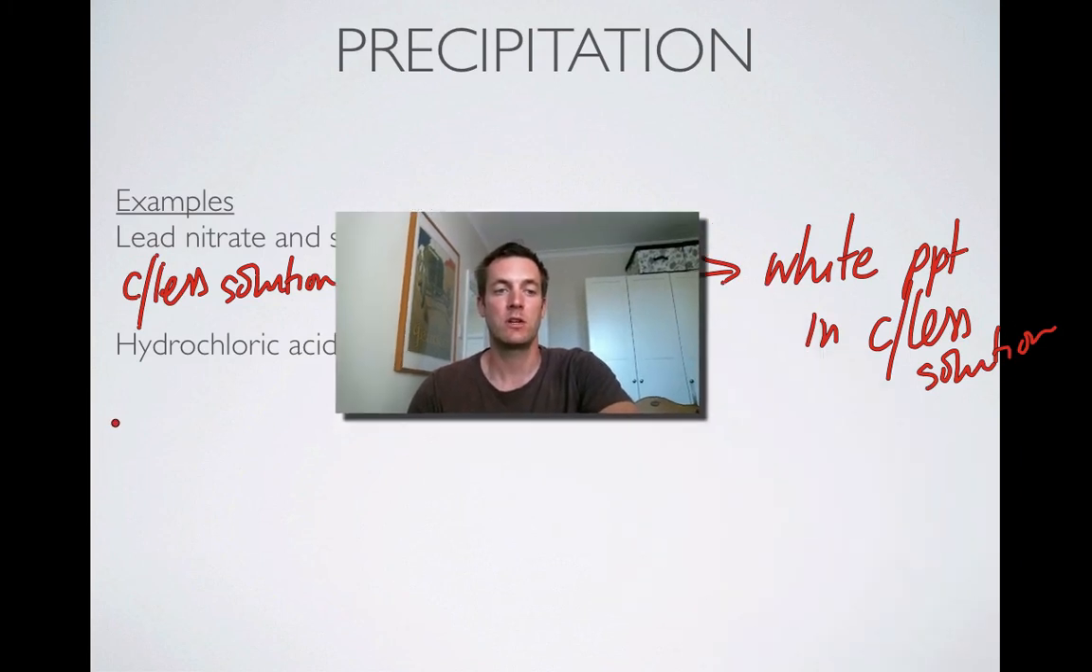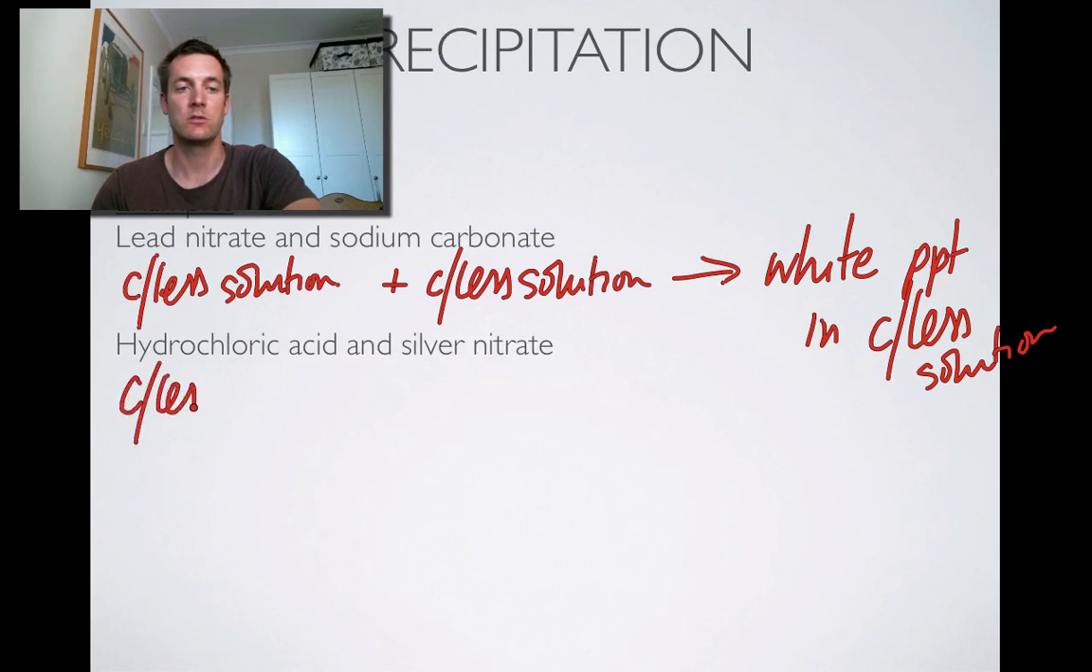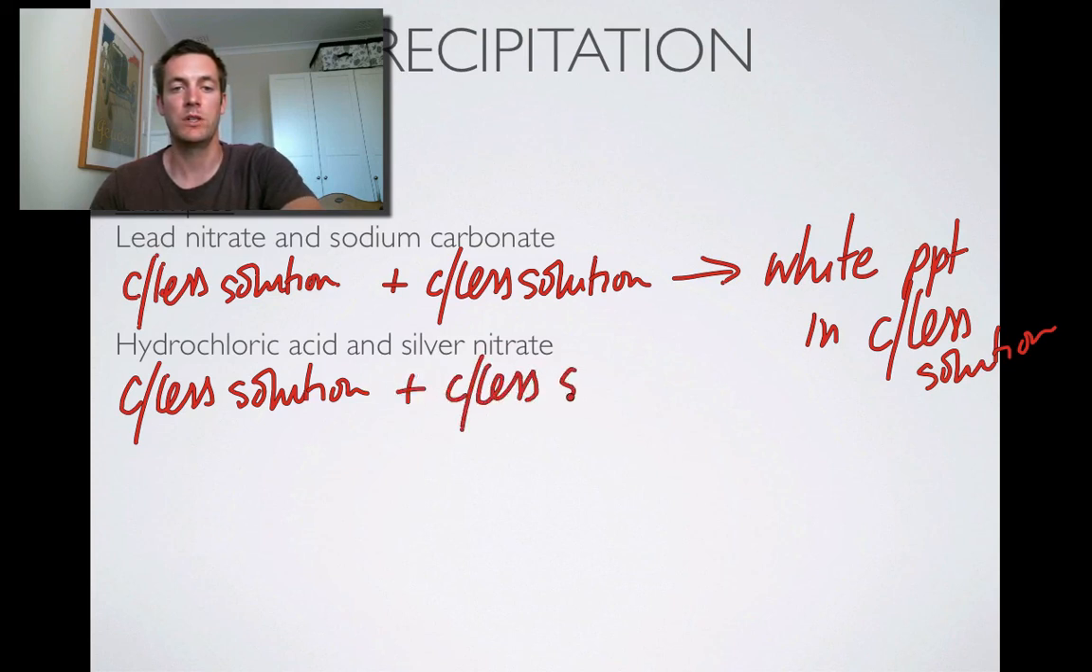Okay, hydrochloric acid, there's another colourless solution. And silver nitrate, which is also a colourless solution. Again, we could be using the solid, but it's unlikely because we've got a precipitation reaction. We're forming a solid. If we'd used the solid, we wouldn't see that solid forming. So we've got two colourless solutions. What are we going to form? We're going to form silver chloride.